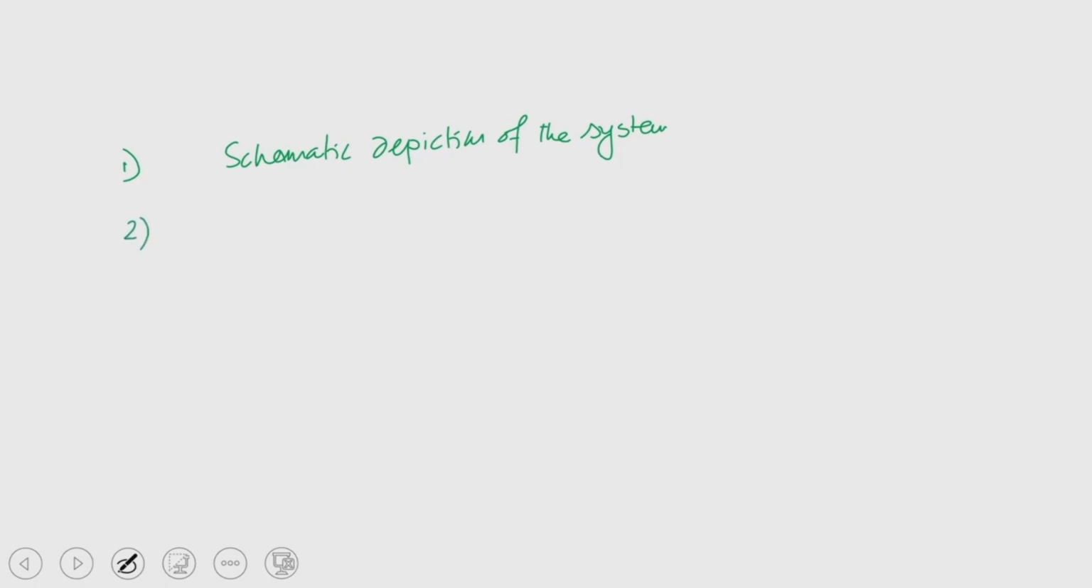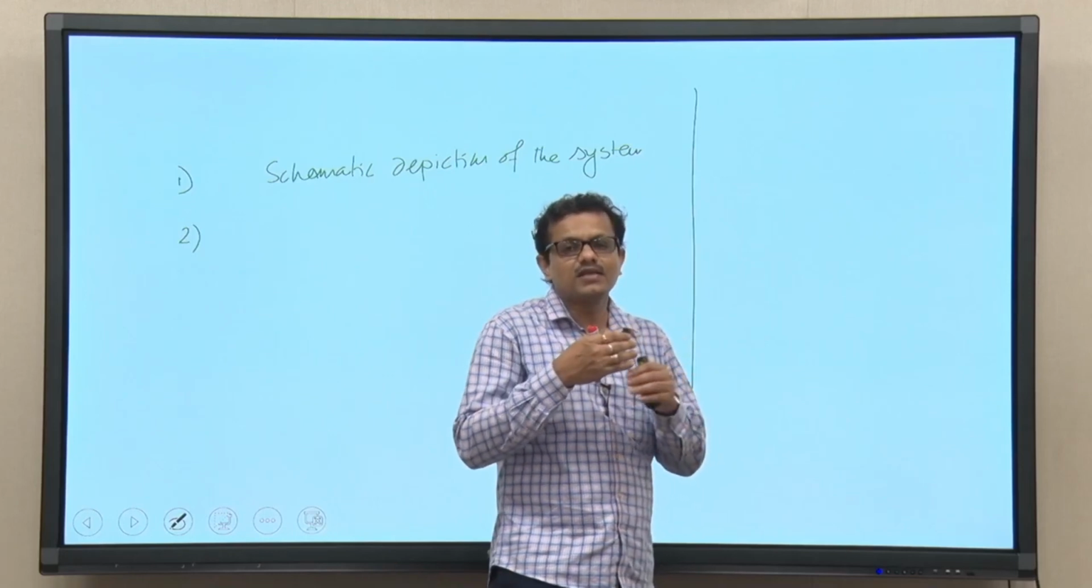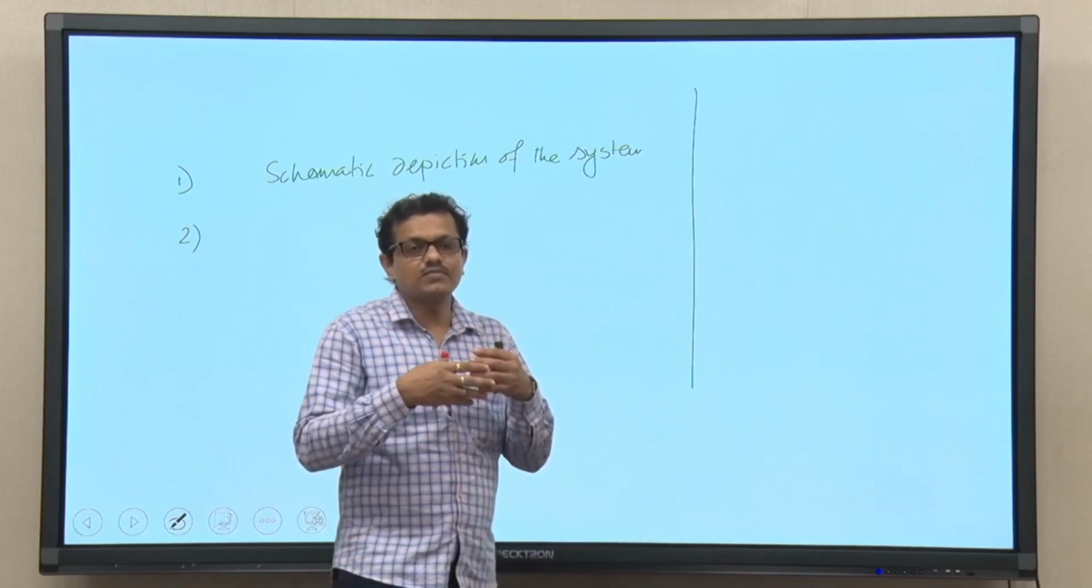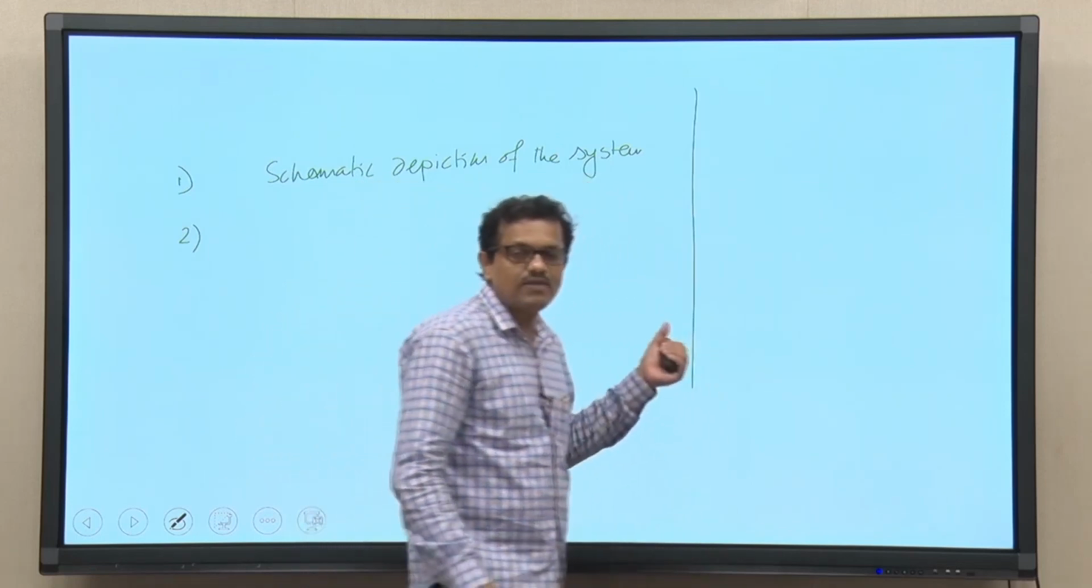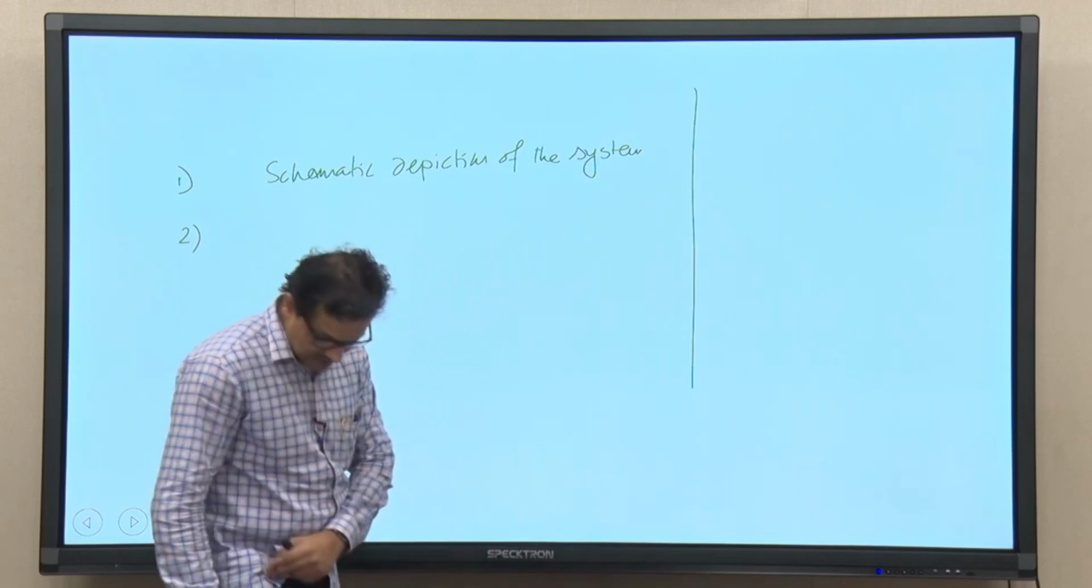Number 2, say for example, I am talking about a thermal power plant. It is very difficult to trace all the components present in the thermal power plant, and those components are directly or indirectly associated with the performance of the plant. But at least if we can somehow schematically represent the major components and the cyclic process, then it will help us to calculate the efficiency.